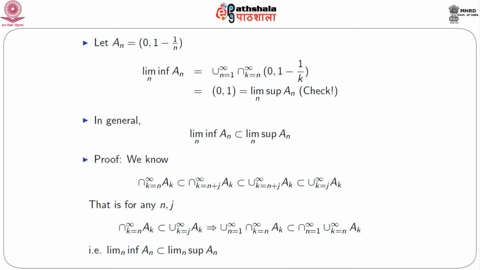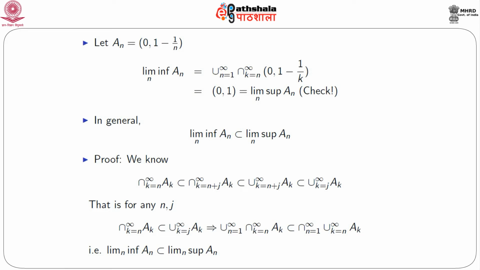In general, lim inf is a subset of lim sup. The proof is not very hard to understand. Now, we know that the intersection over k from n to infinity of a k, if I take the intersection of so many sets, will be a subset of the intersection over k from n plus j to infinity of a k. This is because in the second set, we are taking a smaller number of intersections. Whenever we are taking a smaller number of intersections, that means the set is getting bigger.